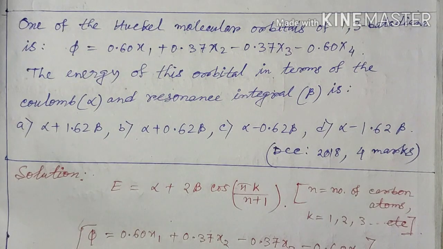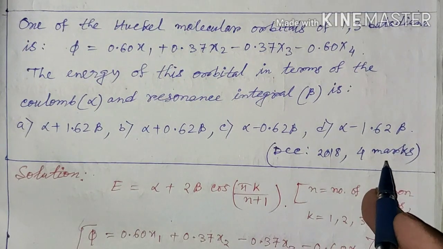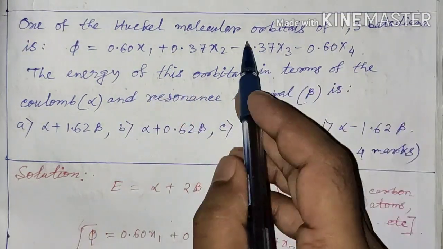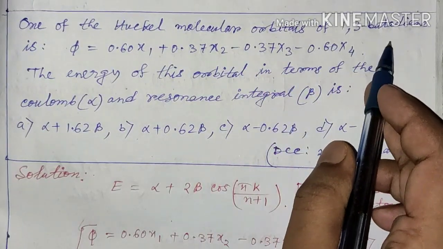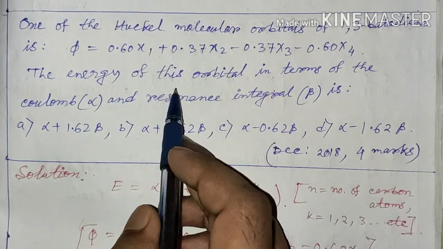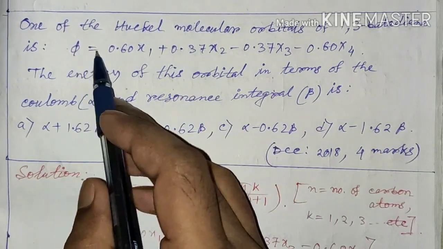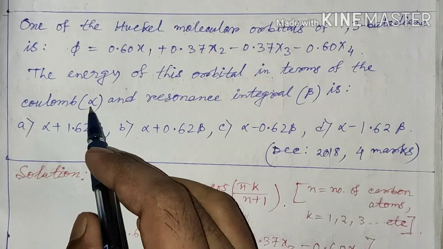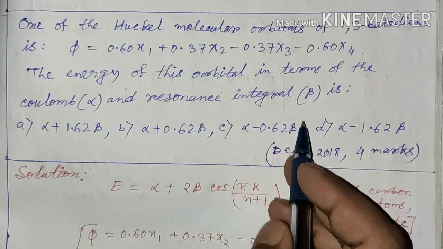The next question was asked in December 2018 for 4 marks. It was given that the Huckel molecular orbital of 1,3-butadiene is given like this. We have to calculate the energy of this orbital in terms of Coulomb integral alpha and resonance integral beta.